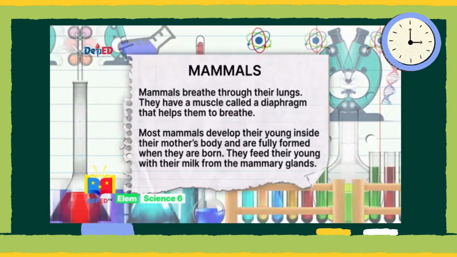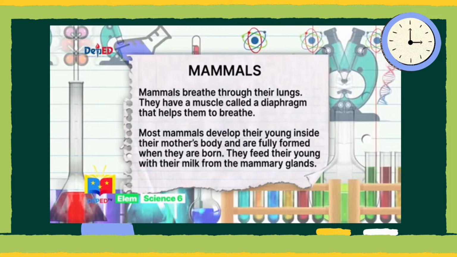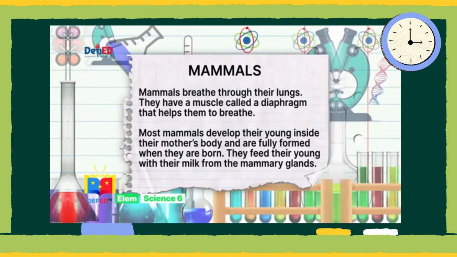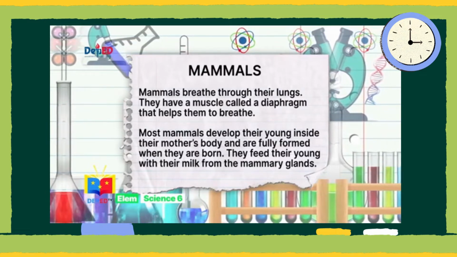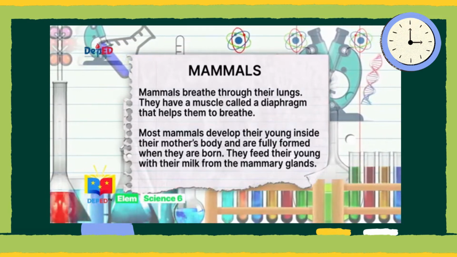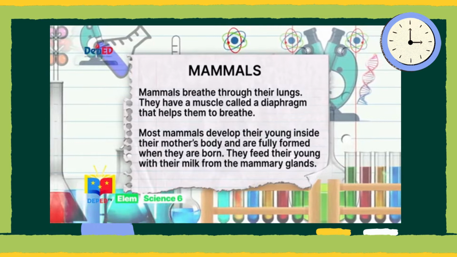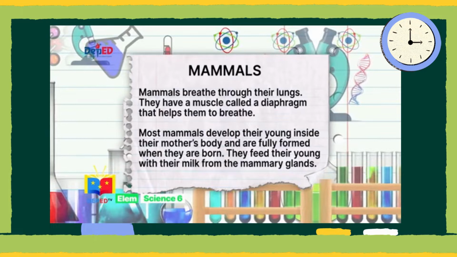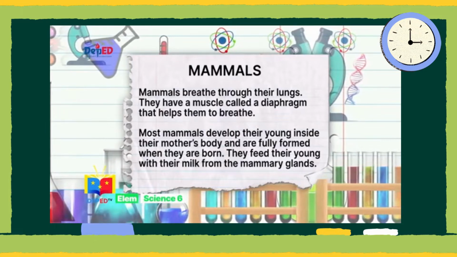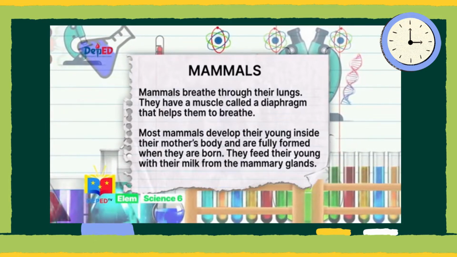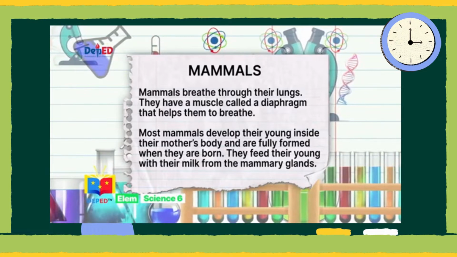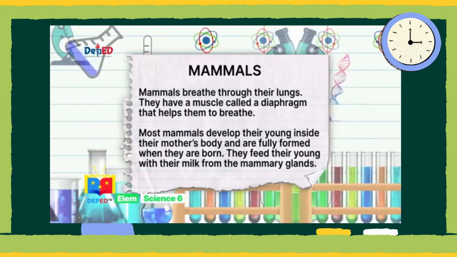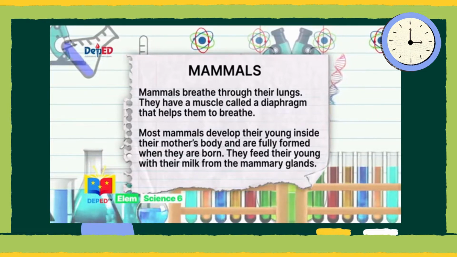Mammals breathe through their lungs. They have a muscle called a diaphragm that helps them to breathe. Most mammals develop their young inside their mother's body and are fully formed when they are born. They feed their young with milk from the mammary glands. Most mammals live on land. Others live in water. They use their legs, feet, and wings for locomotion.